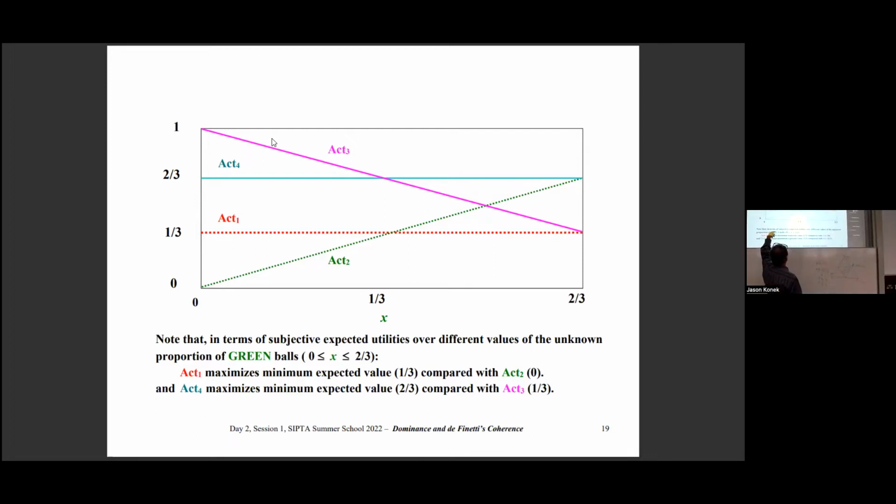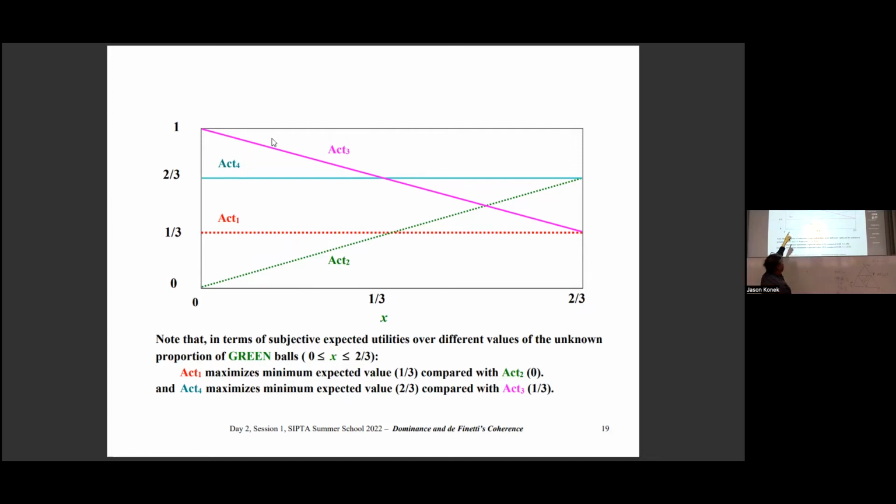So Act 1 and Act 2, obviously if the probability assigned to green is less than 1/3, then I strictly prefer Act 1 over Act 2 by expected utility considerations. If the probability assigned to green is greater than 1/3, then betting on green is better than betting on red. And that's where it crosses over. At 1/3, I'm indifferent. It's 1/3 red, 1/3 green.